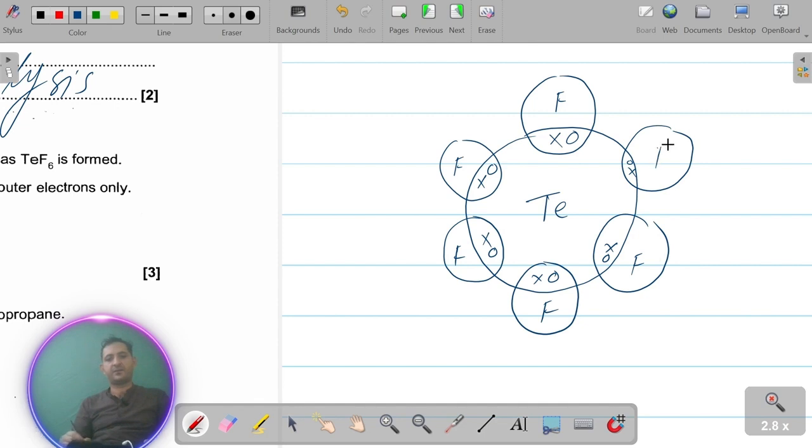The fluorine. Okay. So the next thing is, now I need to draw their lone pairs. 1, 2, 3, 4, 5, 6, and 1, 2, 3, 4, 5, 6 on each.